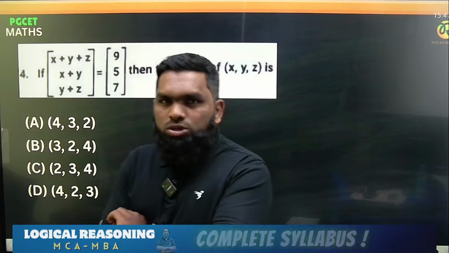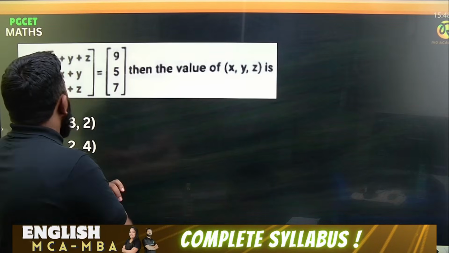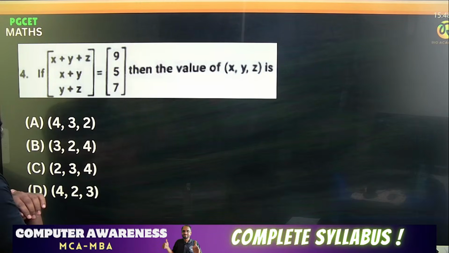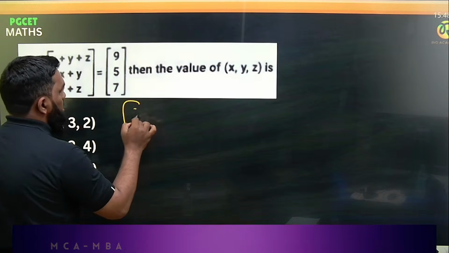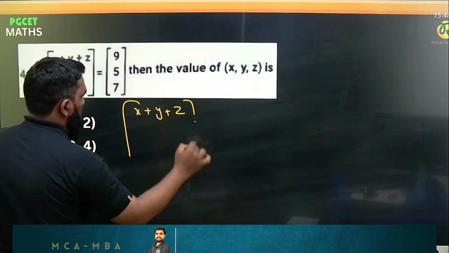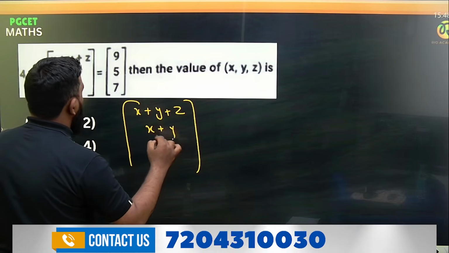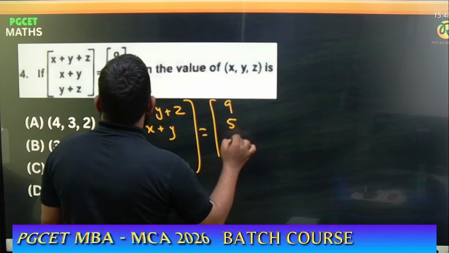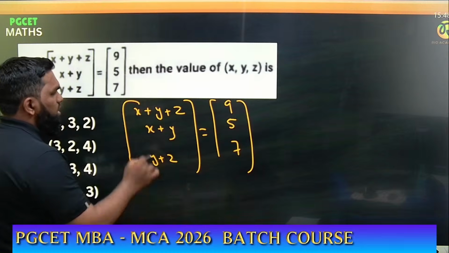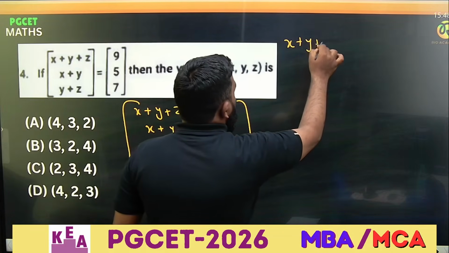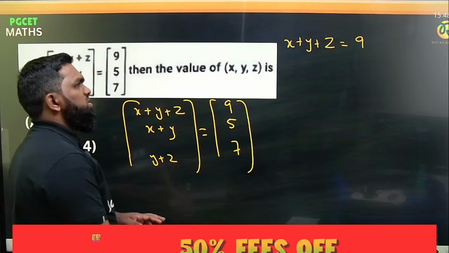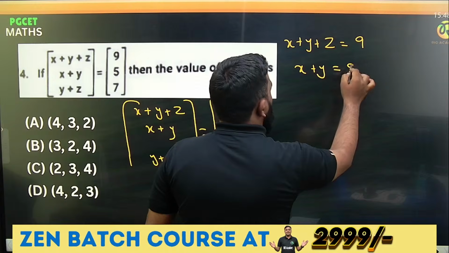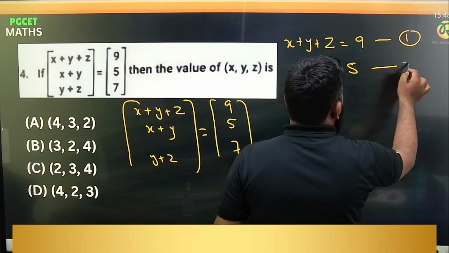Now, it's a very simple question. See the next question: x plus y plus z equal to, and x plus y. This is the matrix we have. x plus y plus z, and another one which is x plus y and y plus z, equal to 9, 5 and 7. That is very simple. This means x plus y plus z equal to 9, and here x plus y is equal to 5. That is equation 1, and that is equation 2.